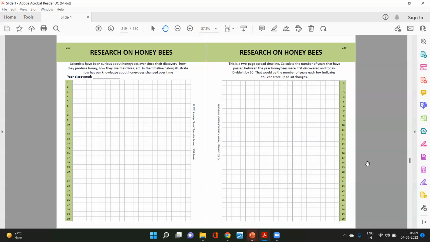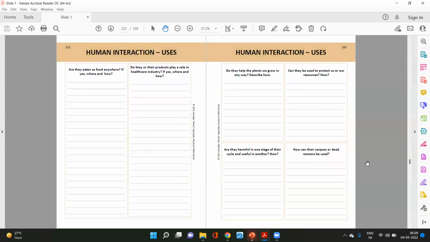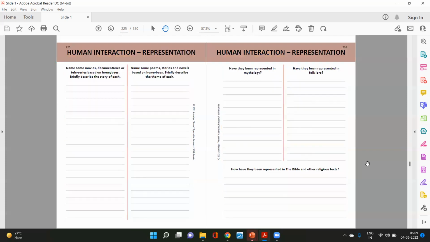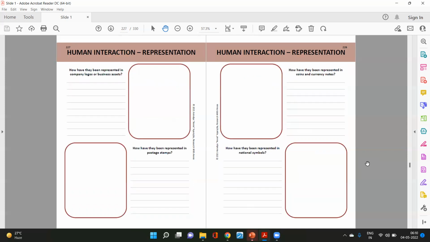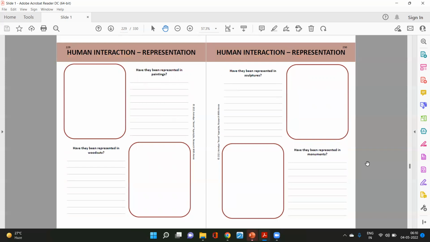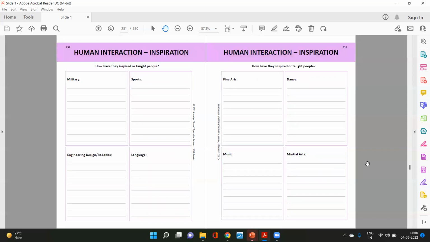So you'll see that several of our pages are actually 2 pages spread. So you'll have to be careful when you print this. And then how we use honeybees, what harm can they cause, how they are represented in our human documents. So, in movies and stories, in poems and mythology, in folklore and religious texts, and business assets, coins, currencies, different ways here. And then how they've inspired people.